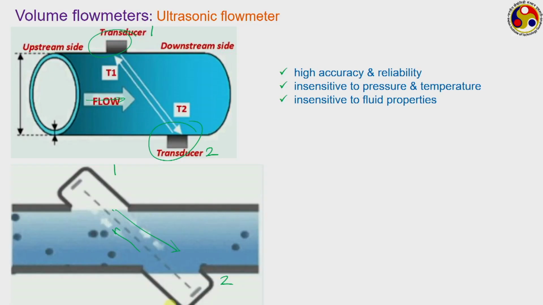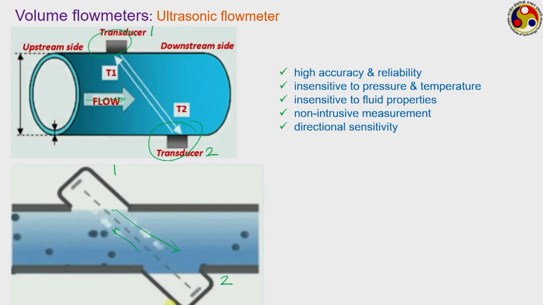They are insensitive to fluid properties because we are just sensing the time taken by the wave to reach from one transducer to the other, and that does not depend upon any thermophysical properties like density or viscosity of the fluid. Non-intrusive measurement, so it takes into account all the advantages of non-intrusive measurement: hardly any obstruction in the flow, no additional pressure losses, it does not distort the flow itself.